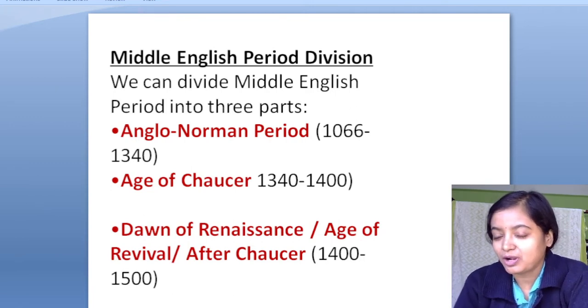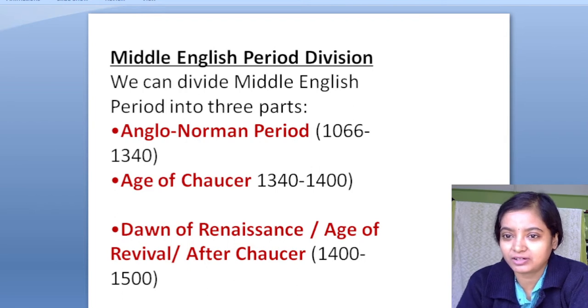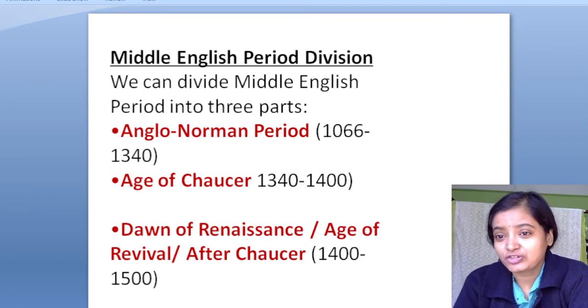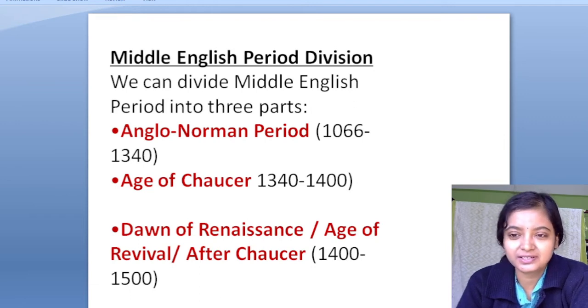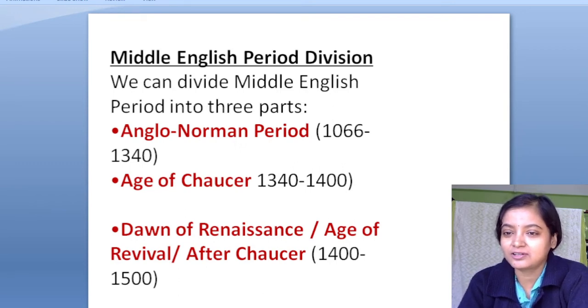The Anglo-Norman period from 1066 to 1340. And then the Age of Chaucer. Chaucer is the most renowned and remarkable writer of Middle English. And for his excellence, this period from 1340 to 1400 is called the Age of Chaucer.